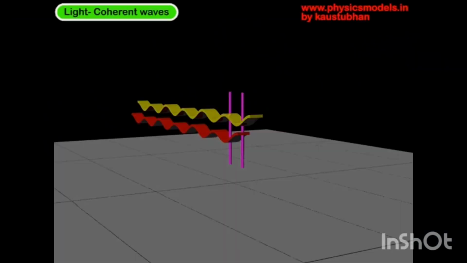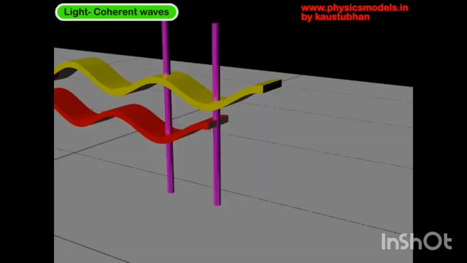Coherent waves of light. So I have taken two waves here of an arbitrary color, and the color does not correspond to the light colors and their wavelengths. So let's take two waves of yellow and red color and let there be a phase difference between them. By a phase difference, I mean that the crest of one wave does not coincide with the crest of the other wave. So here you can see that the crest of the upper wave is coinciding with the trough of the lower wave. So there's clearly a phase difference of half a wavelength.